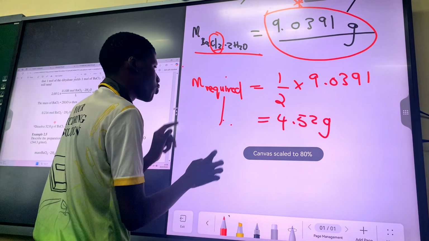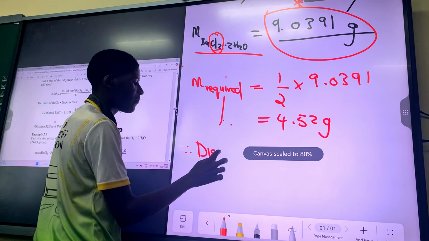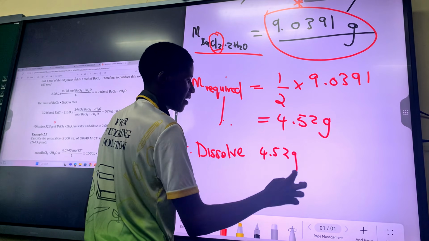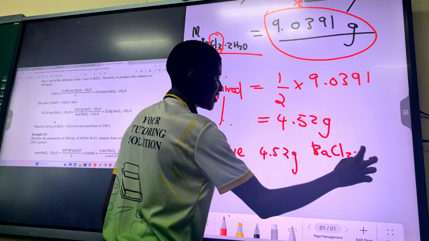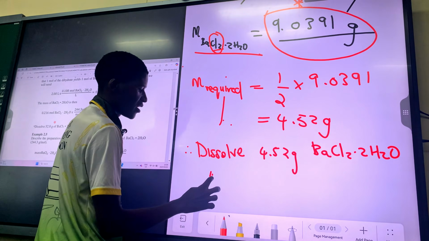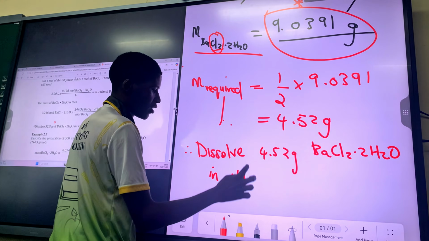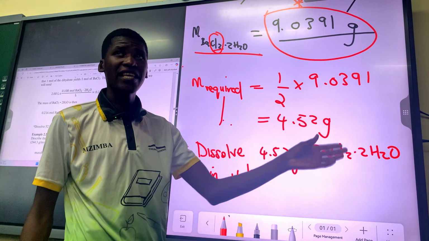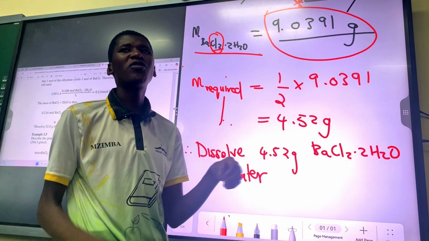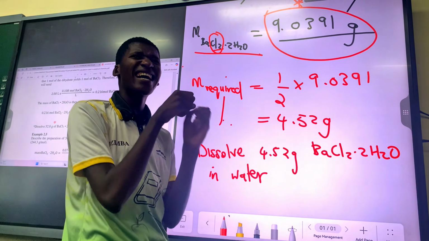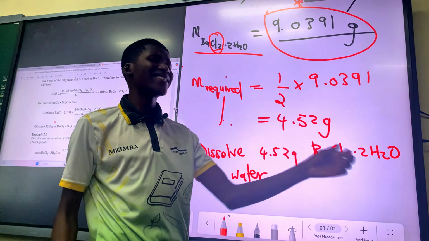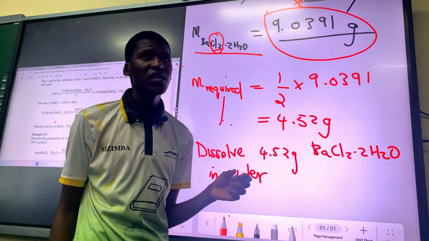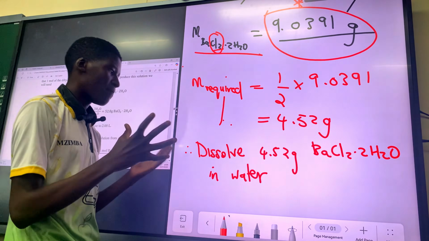So the thing that you're going to conclude with is to say dissolve. Don't forget the final step. You are dissolving 4.52 grams of barium chloride dihydrate in water. You dissolve it in water because it will ionize. Barium chloride dihydrate will separate into barium and Cl minus, and water as well. So it will be pure.